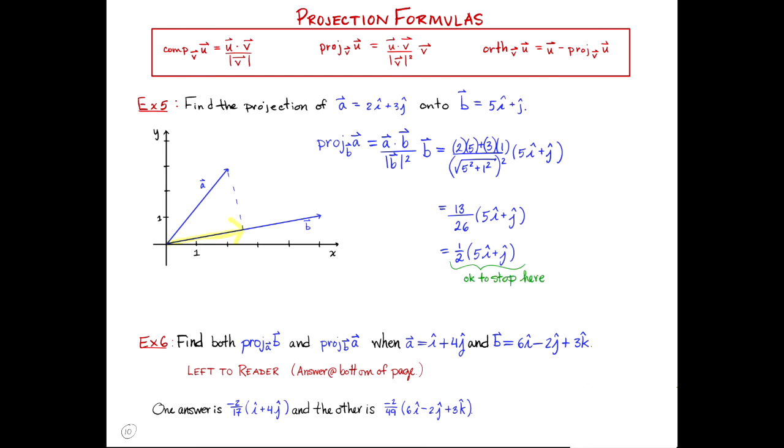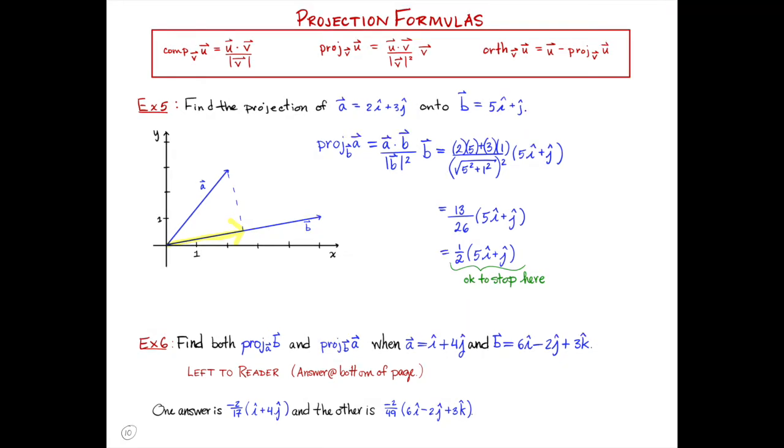When you're finding these projections, it is important which vector you're projecting onto the other. In example 6, you're asked to find both the projection of b onto a, and here we have the projection of a onto b. I'm going to leave this to you for the sake of time to do on your own. I gave you the answers to check your work, but make sure you know which answer lines up with which projection. Then we'll get a chance to do this some more tomorrow in workshop as well.